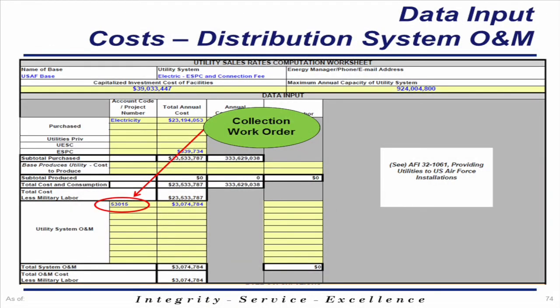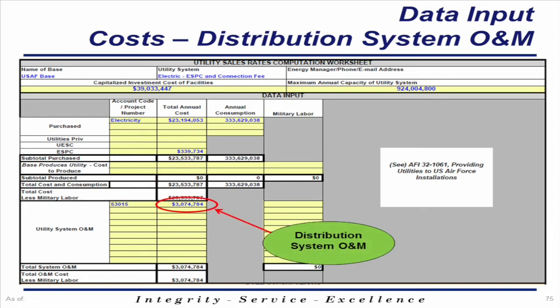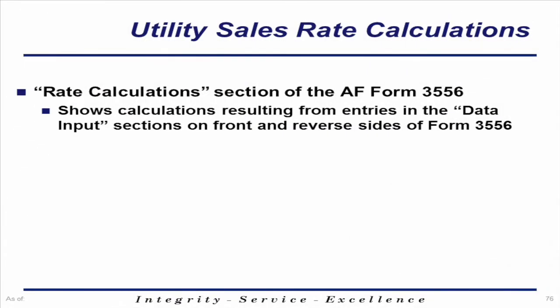Here you can see an example for electric service, and it will show the distribution system O&M cost. You can see the account code 53015. That's the collection work order account code for utility system O&M costs, and that work order collects all those associated costs in IWIMS. You can also see that the distribution system O&M costs are entered as shown on the 3556.